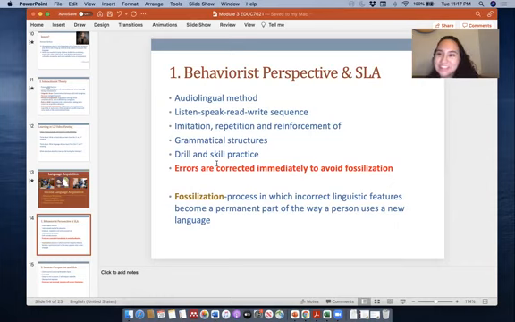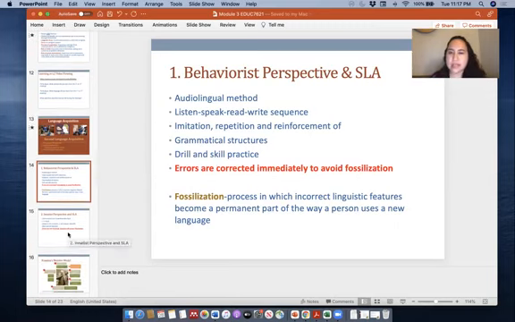There are specific features that are considered incorrect for the standardized notion of a language, and if we don't correct that, it becomes ingrained in the way a person uses language. Again, these are the theories. This is not specifically aligned to my way of thinking about language, but this is according to this perspective. So a lot of drills, practice, a lot of grammatical structures emphasized. In terms of instruction, the student listens, speaks, reads and writes after being introduced to specific language forms, and imitates and repeats those specific language forms.